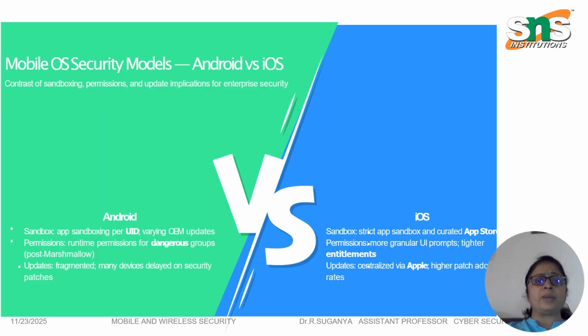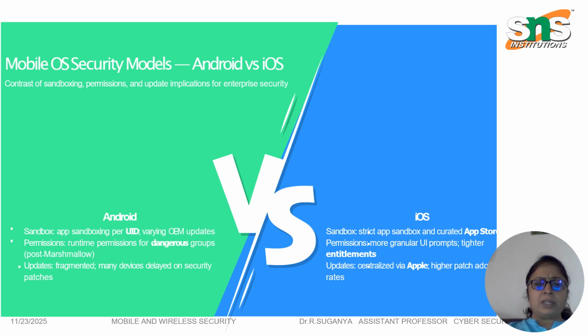And mobile OS security models: Android versus iOS. In Android, there is the sandbox app. You know what a sandbox is; it is one of the things used to have a secure mobile device. It also has runtime permissions for dangerous groups. Updates are fragmented; many devices get delayed security patches.